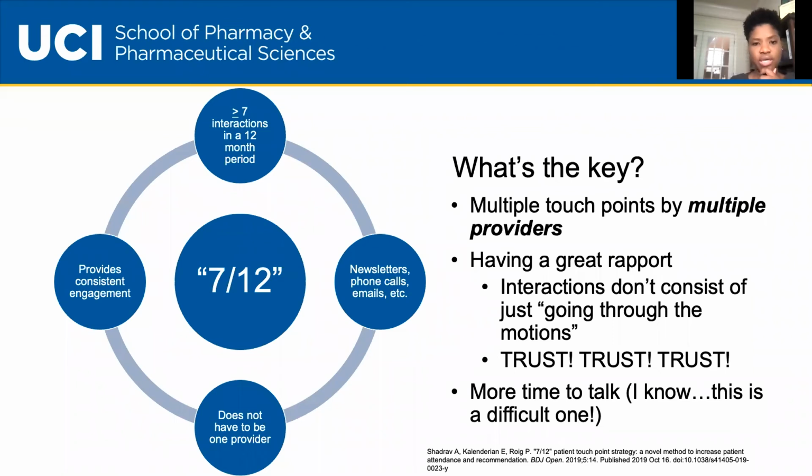And it also does not have to be with one provider. So that's why the first bullet on this slide was the key. I'm saying multiple touch points by multiple providers. So this 7 out of 12 doesn't need to just be from their physician. That includes me as a pharmacist being a part of the healthcare team and really interacting with that patient. So even though I saw Miss Betty maybe 2 or 3 weeks ago, and I don't necessarily need to do anything with her, I have her scheduled in my computer system as a phone call check-in, just to follow up, because she's really not seeing her physician for another 2 months, right?